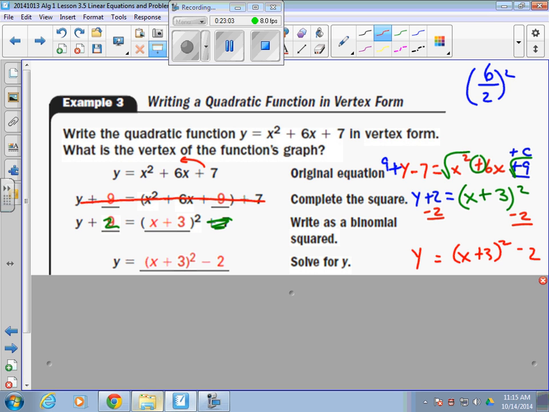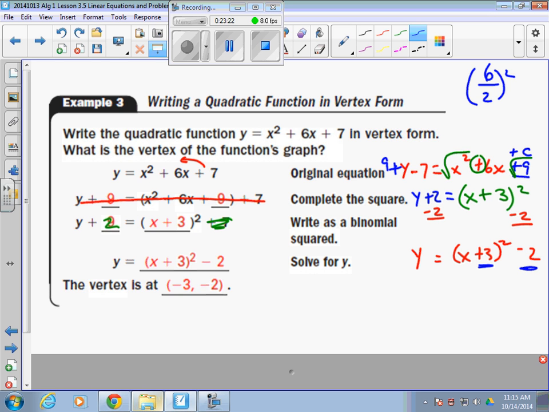Again, you can't take 2 away from the positive 3 because it's in parentheses. This is vertex form. X plus 3 squared minus 2. Remember, it's the opposite of whatever this one says right here. So your vertex is going to be negative 3, and it's exactly what this one is, minus 2. So negative 3, negative 2. So you know when we graph this function, the vertex is going to be at negative 3, negative 2. It's going to be right there.